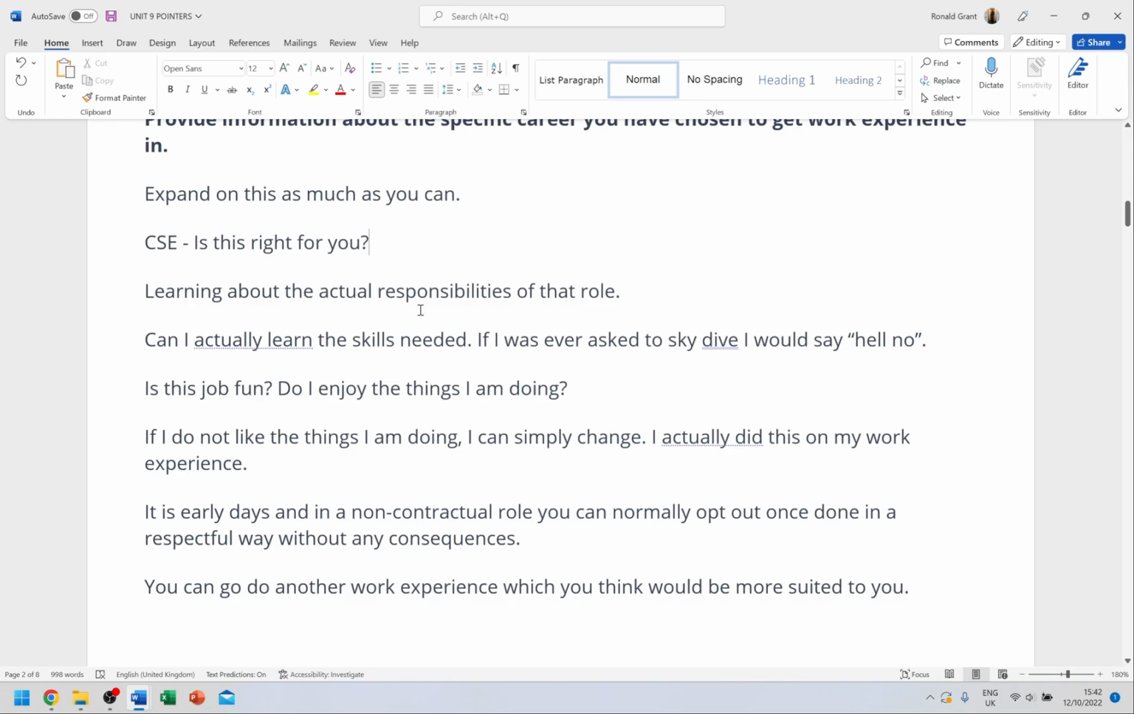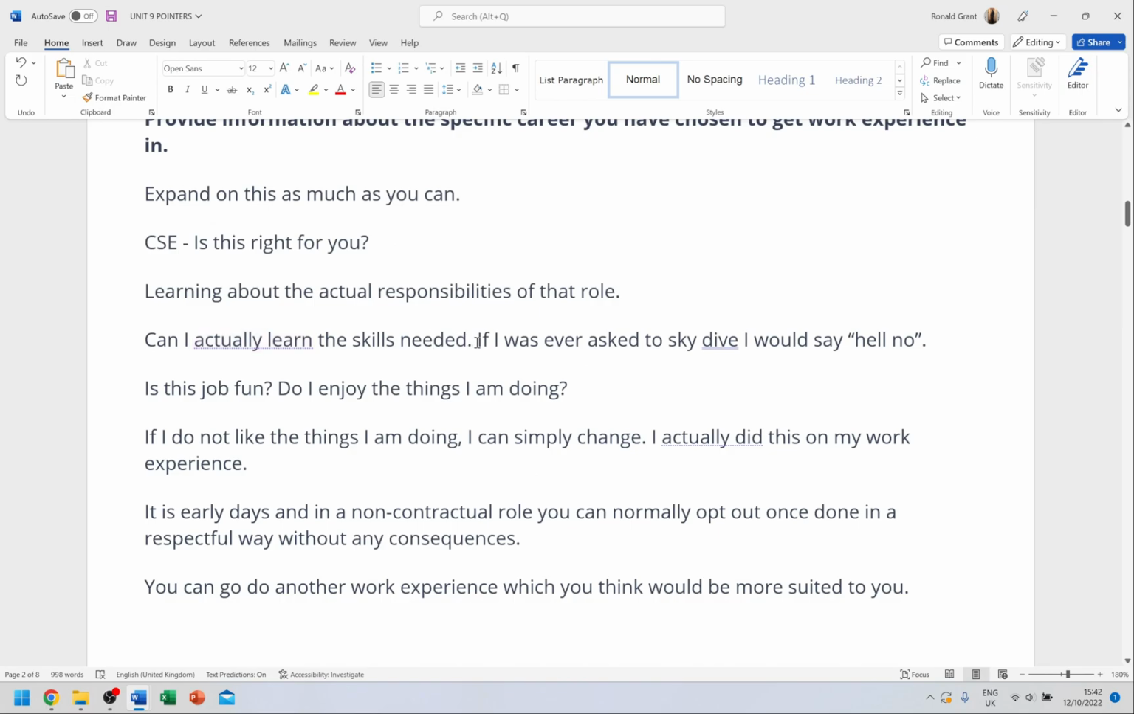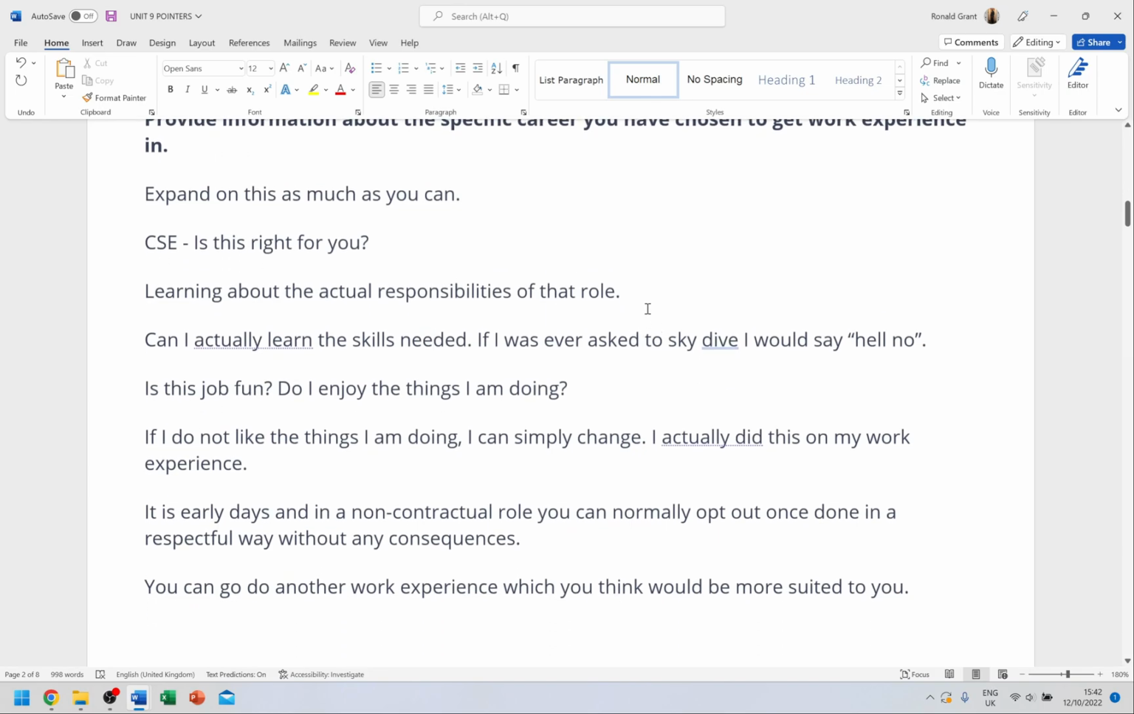Learning about the actual responsibilities of this role. What do I actually need to be able to do this role? Can I actually learn the skills needed? Now, this is very off topic and random, but let's just say someone ever asked me to skydive, I would simply say, hell no, that's not a skill I care to have. I won't enjoy it, I know that for a fact. I'm going to be screaming and behaving like a crazy person. So that's not for me.